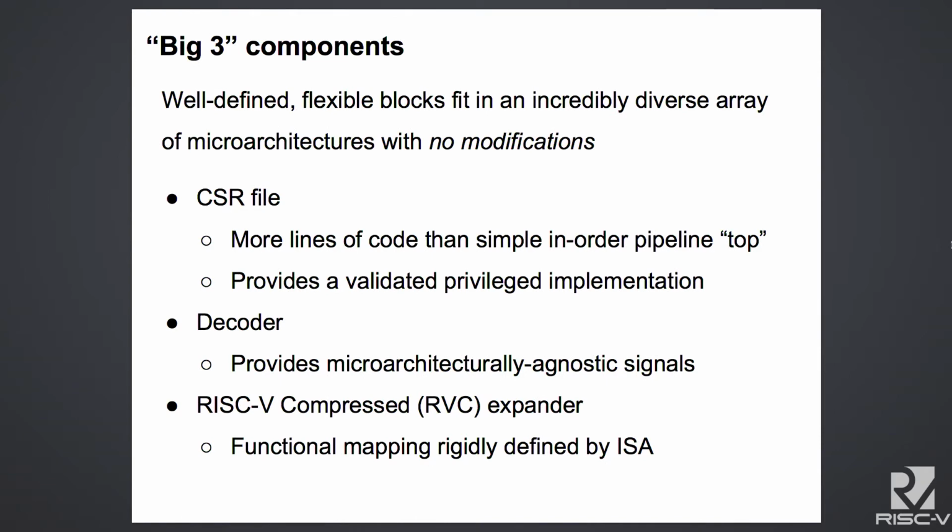The decoder provides largely microarchitecturally agnostic signals, and the RVC expander is defined in a kind of functional way, owing in part to the design of the RVC extension. And the CSR file has more lines of code than most of the simple open source RISC-V implementations because it really actually is fully compliant with the 1.10 privileged architecture.